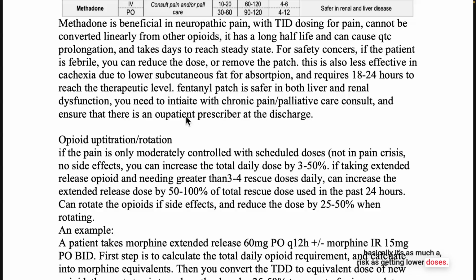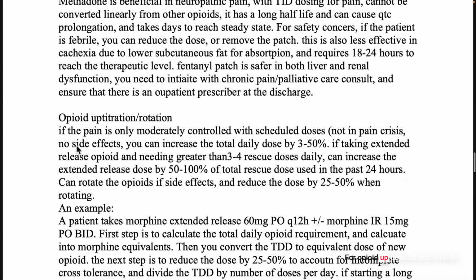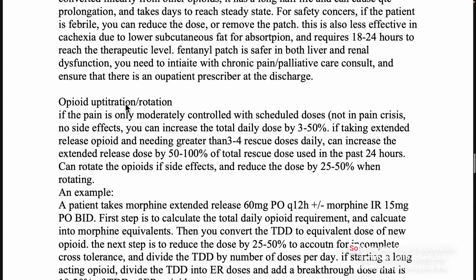For opioid uptitration and rotation, if the pain is only moderately controlled with scheduled doses, you can increase the total daily dose by 30 to 50%. If taking extended release opioid and needing greater than 3 to 4 rescue doses, you can increase the extended release dose by 50 to 100% of the total rescue dose in the past 24 hours. You can also rotate the opioids if there are side effects, and reduce the dose by 25 to 50% when rotating.